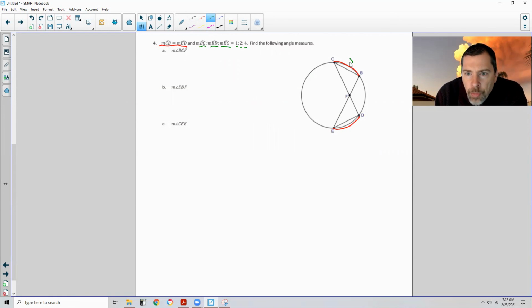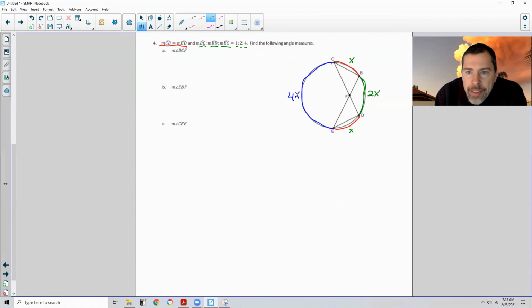So BC is 1. BD right here is a ratio of 1 to 2, and EC is this large arc over here, and that is 4. Everybody follow that? BC is 1x, BD is 2x, and EC is 4x. Well, CB and DE are both equal, so now I can say DE is also in a ratio of 1. Okay, so there are our values.